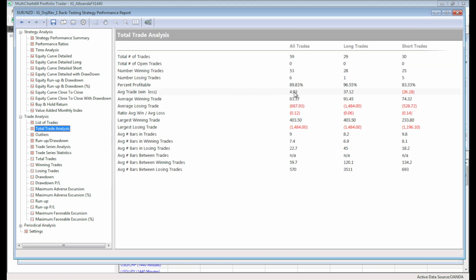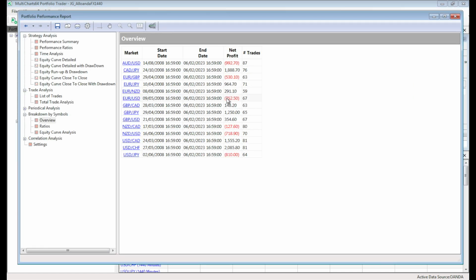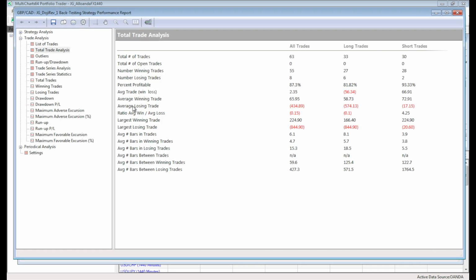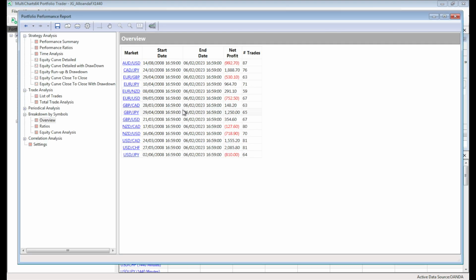Average trade is pretty low at almost 5 pips. Euro dollar, not profitable. Pound Canadian dollar, only just profitable. Still has a high win rate, low average trade though.